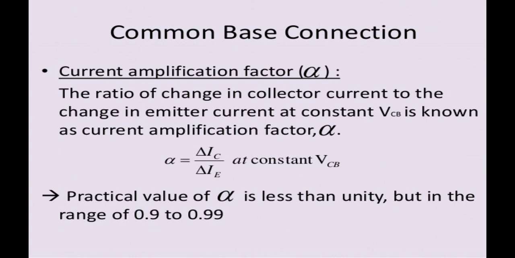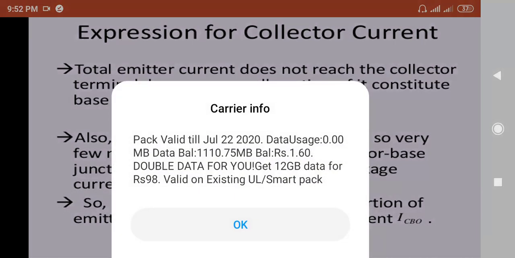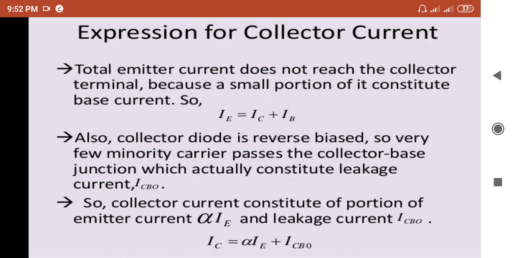The expression for collector current is here. The total emitter current does not reach the collector terminal, because a small portion constitutes the base current, so IE is equal to IC plus IB. I already told you: IE, the emitter current, is equal to IC, the collector current, plus IB, the base current.